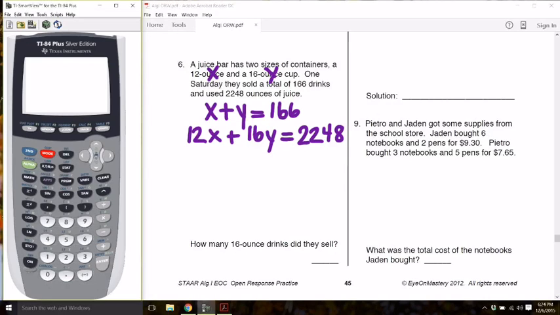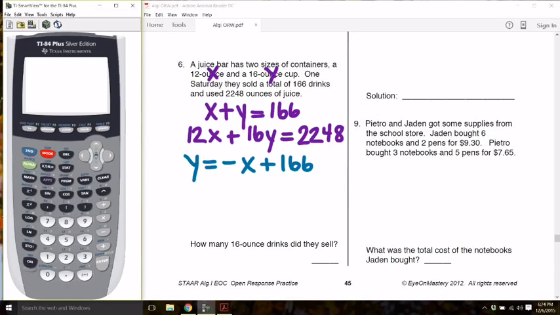Okay, so now I have two equations with both the same variables, x and y. I want to use my calculator to find out what values are the solutions to this system, what x and y value will make both of these equations the same. So in order to do that, I need to get y by itself for both equations. So for the first one, all I have to do is move the x over. So that's going to become y equals negative x plus 166.